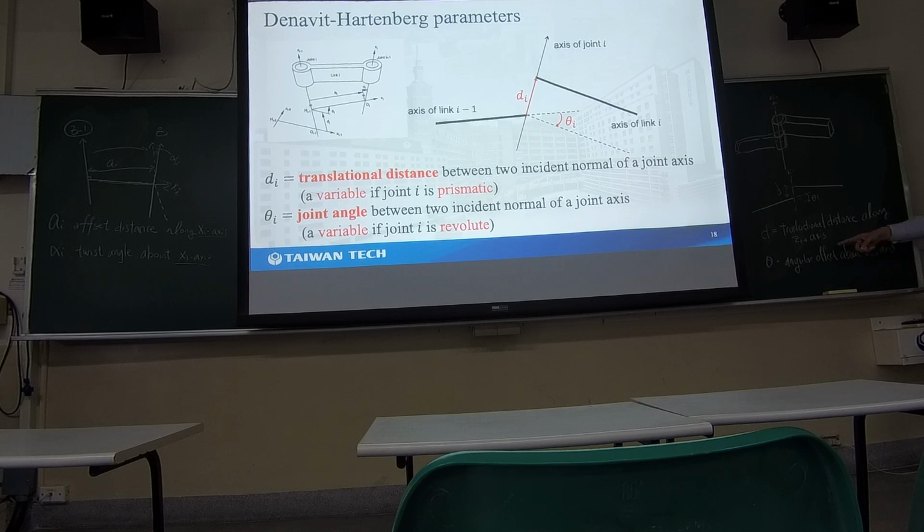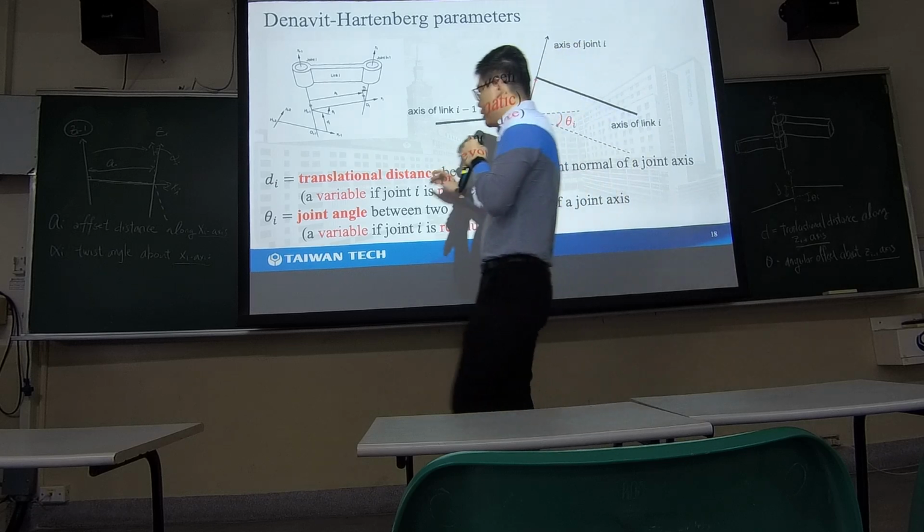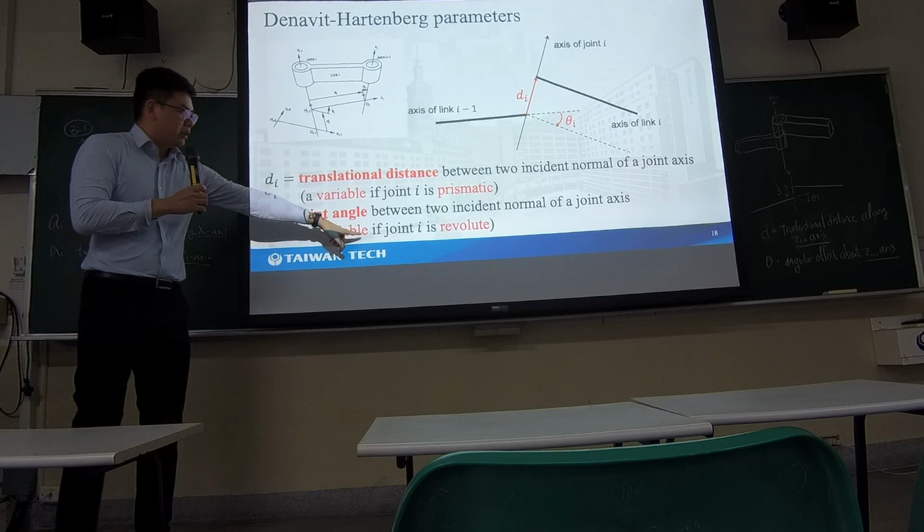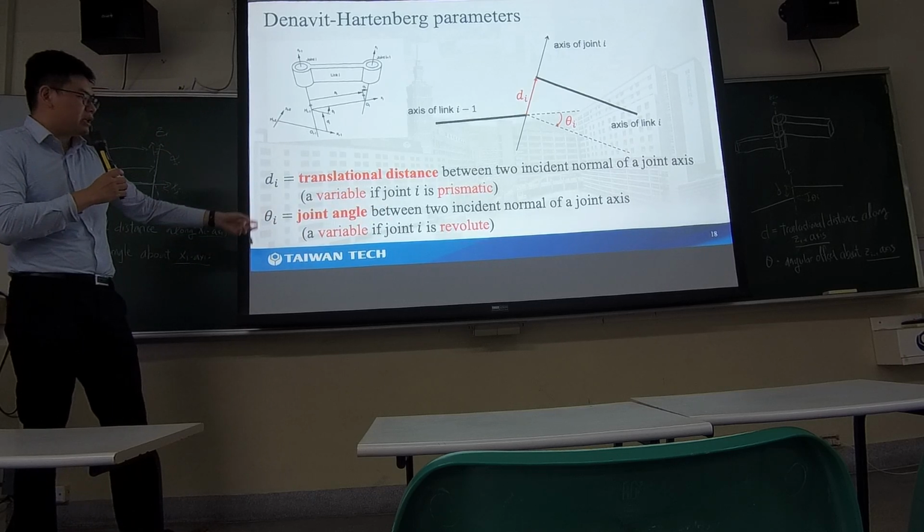So it's different from a and alpha. d and theta are about the z i minus 1 axis, with the rotation also about the z i minus 1 axis. So these are different. We will have some exercises afterwards to help you master this knowledge. If you have a prismatic joint, then d will be the variable. And if you have a revolute joint, then theta will be the variable.